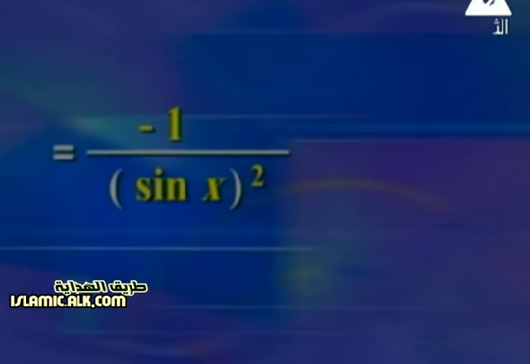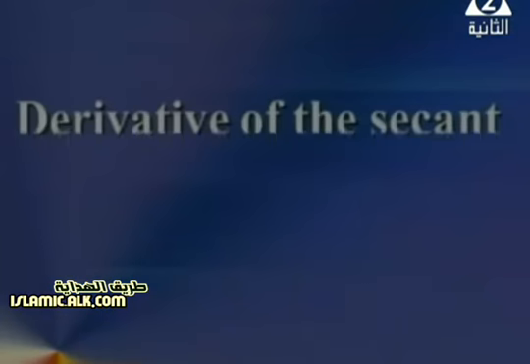What is the multiplicative inverse of sine x? Excellent, student. The multiplicative inverse of sine is cosec, so 1 over sine squared x is cosec squared x. Then the differentiation of cotangent x is negative cosec squared x.